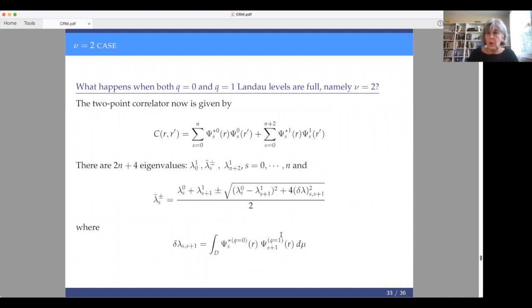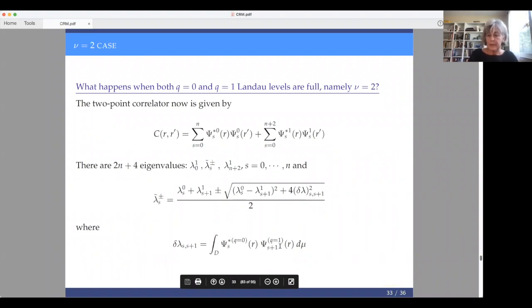Now the problem is more complicated. The 2-point correlator has two pieces, one for the lowest Landau level and another piece for the first Landau level. One has to carefully diagonalize this operator because there are overlaps between the 0th Landau level wave function and the first excited Landau level wave function. The diagonalization of this operator gives 2n plus 4 eigenvalues, lambda 0 and lambda 1, from the lowest and first excited levels, but there are also the lambda tildes. The lambda tildes can be written in terms of the lambdas for the lowest Landau level and the first excited Landau level, but this delta lambda shows the overlap between the two wave functions.